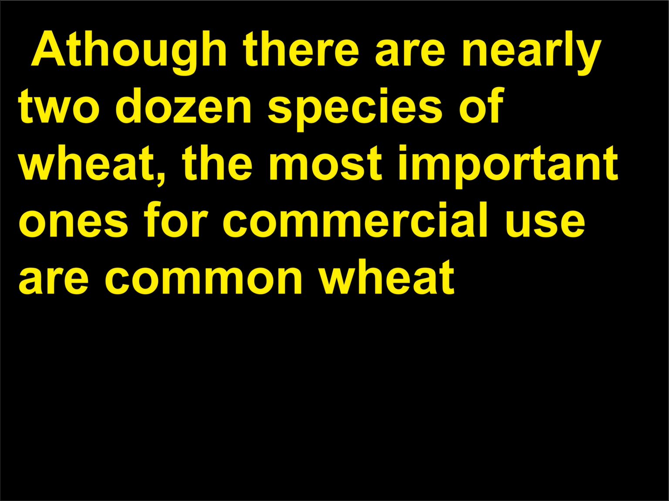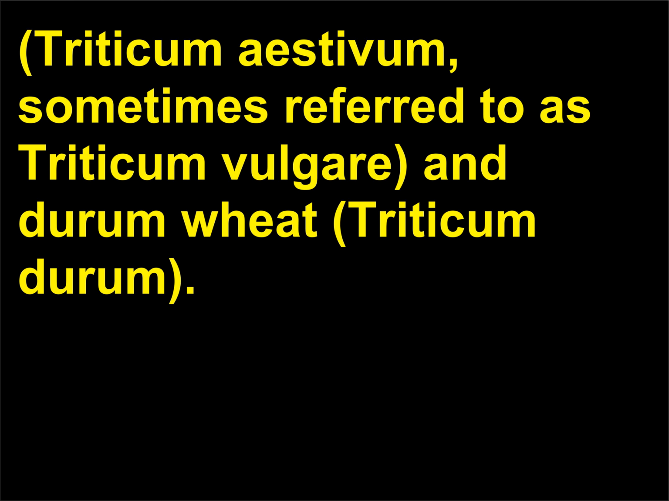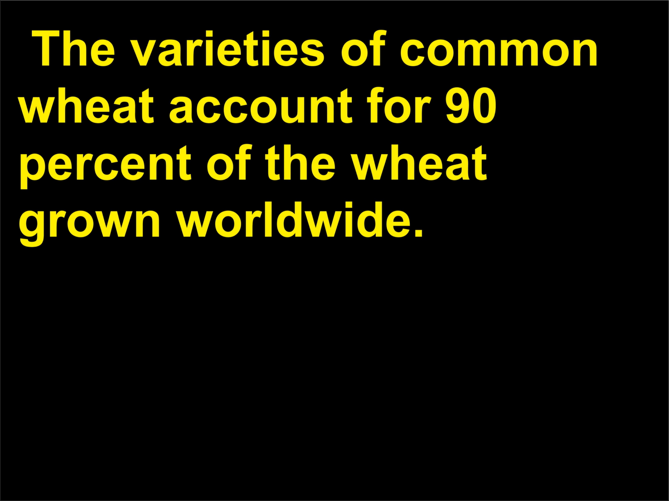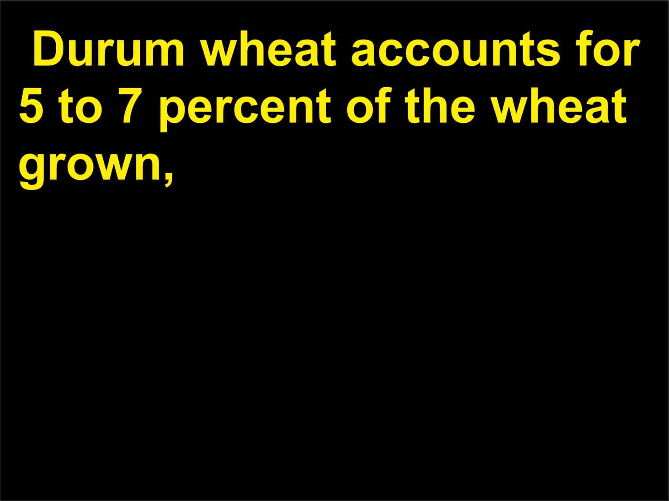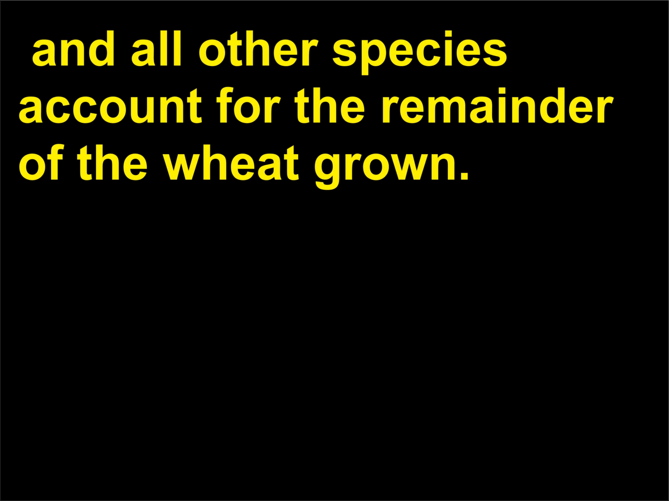In all, there are nearly 24 species of wheat. The most important ones for commercial use are common wheat, Triticum aestivum, sometimes referred to as Triticum vulgare, and durum wheat, Triticum durum. The varieties of common wheat account for 90% of the wheat grown worldwide. Durum wheat accounts for 5 to 7% of the wheat grown, and all other species account for the remainder of the wheat grown.